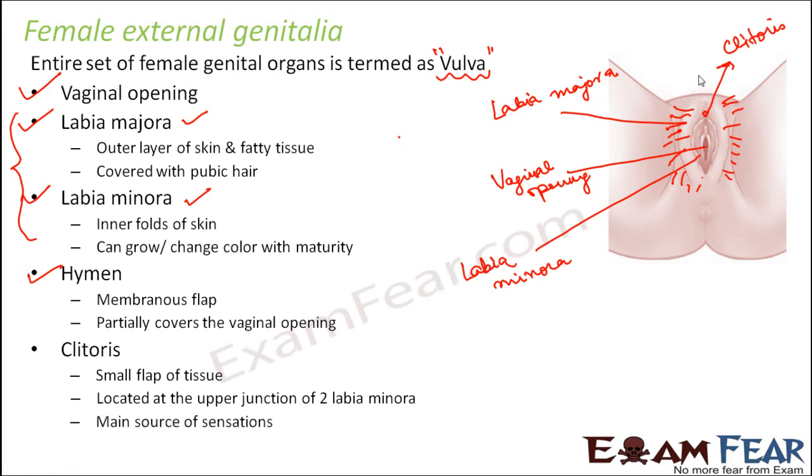Now the question is, what is the purpose of the clitoris? It is the main source of sensations. For example, during sexual intercourse, there are some sensations going on within a female's body. Those kinds of sensations arise from this point, that is the clitoris. So the clitoris can sense those sensations which happen during sexual intercourse. All these parts together form the female external genitalia or the vulva.